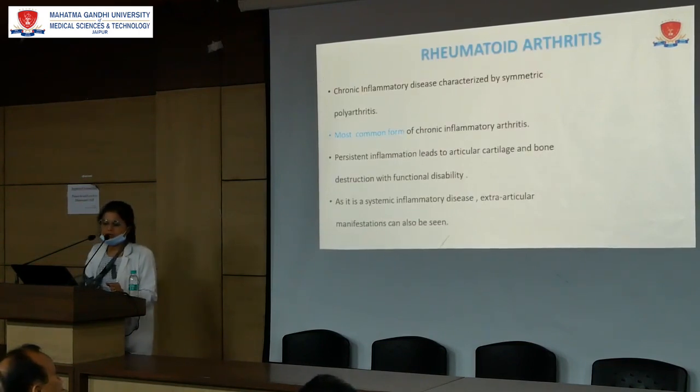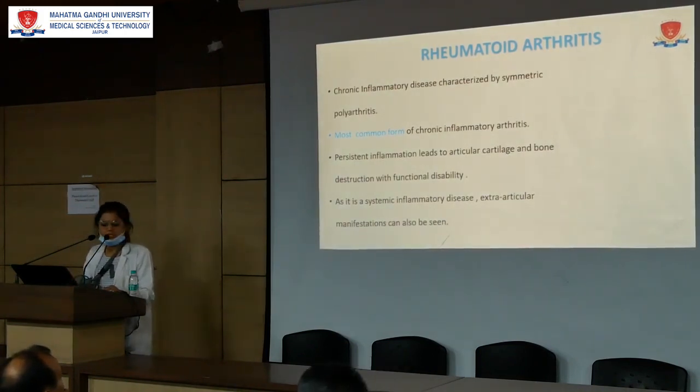Further, some words about rheumatoid arthritis. It is a chronic inflammatory disease characterized by symmetric polyarthritis. It is the most common form of chronic inflammatory arthritis. Persistent inflammation leads to articular damage and bone destruction, leading to functional disability.